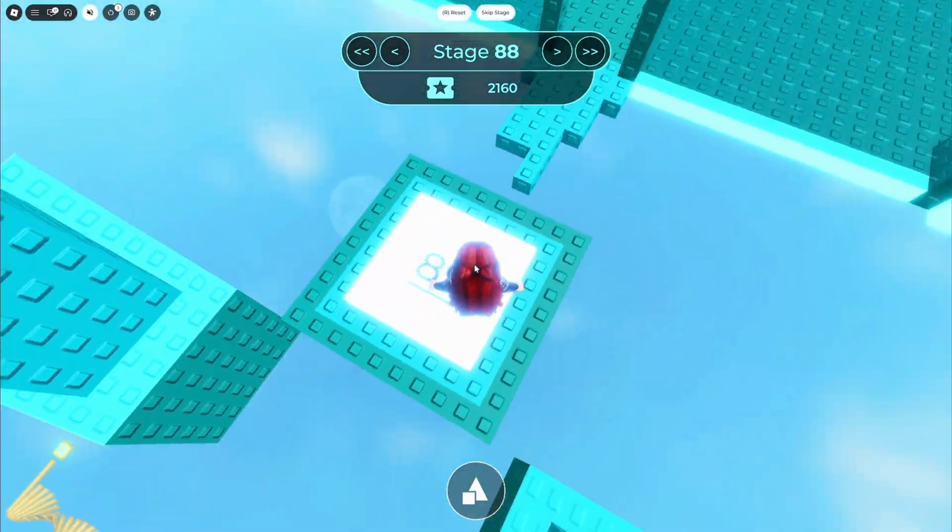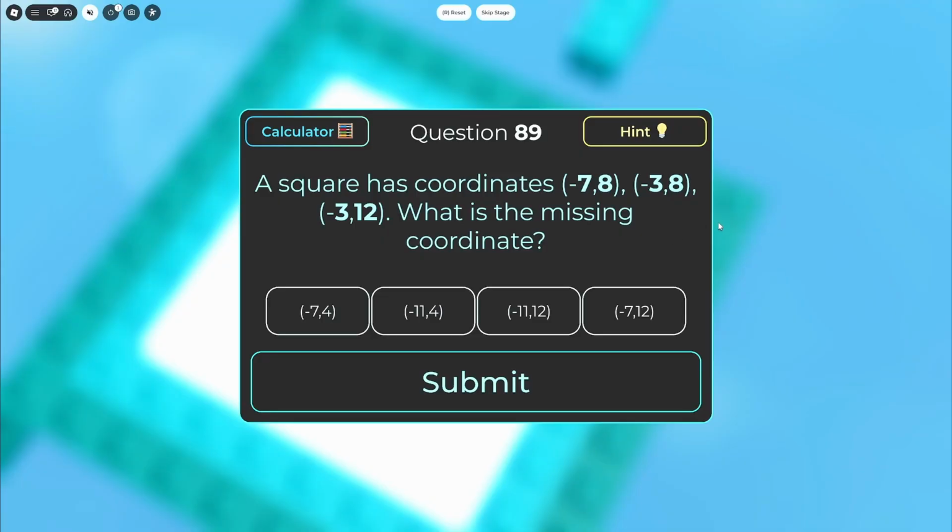Don't know how to bonk like that, but okay. It was like the thing in front of our face that we're gonna bonk into. A square coordinate has that. What is the missing coordinate? I don't know. If I were to guess, it's probably 712.